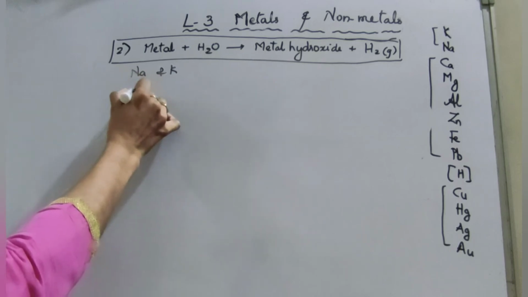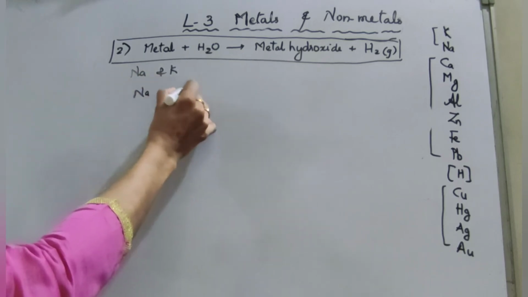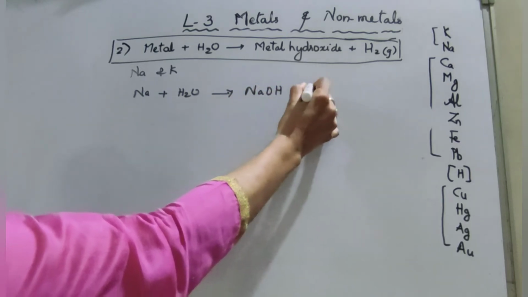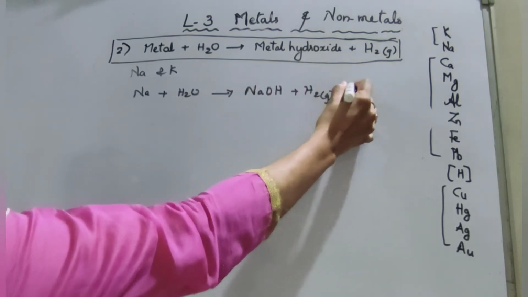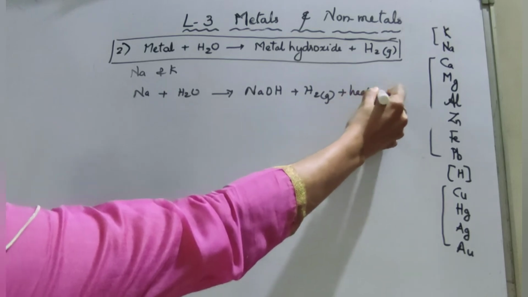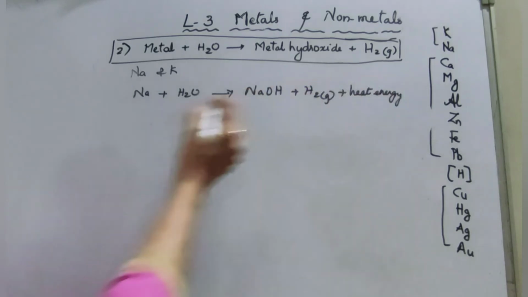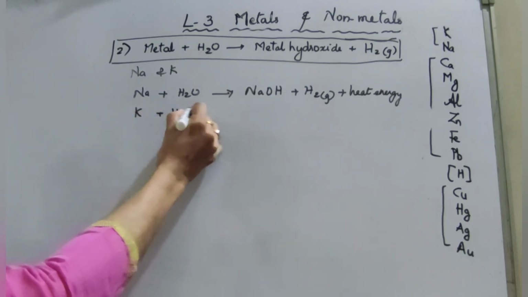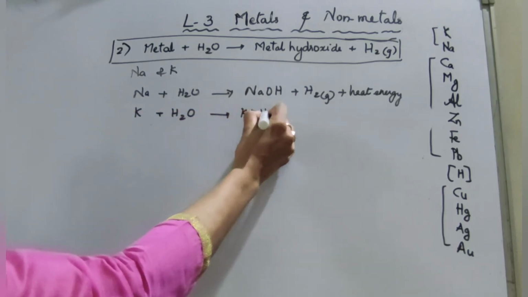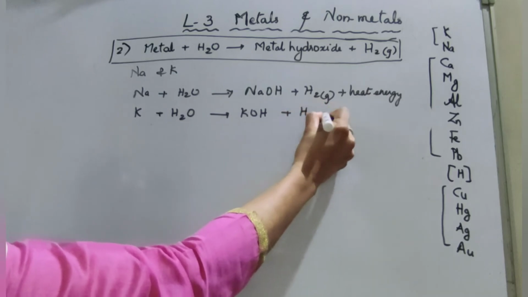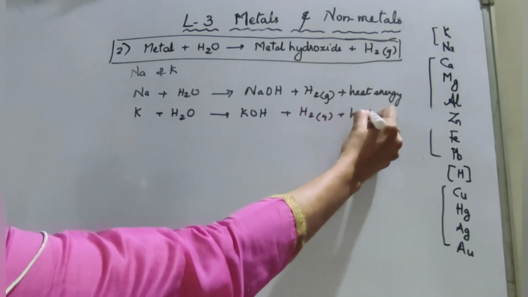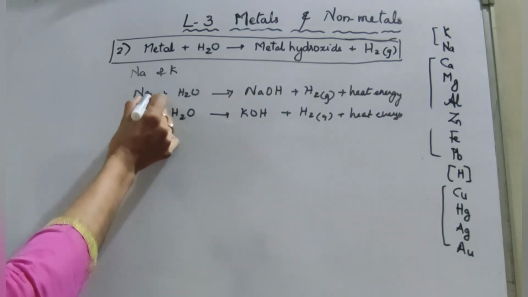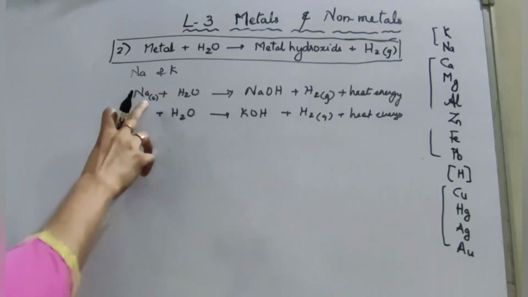Now look at the equation. Sodium reacts with water to form sodium hydroxide plus hydrogen gas, and heat energy is released. Same as in the case of potassium, potassium reacts with water to form potassium hydroxide plus hydrogen gas plus heat energy. And sodium, we know, is a solid metal.